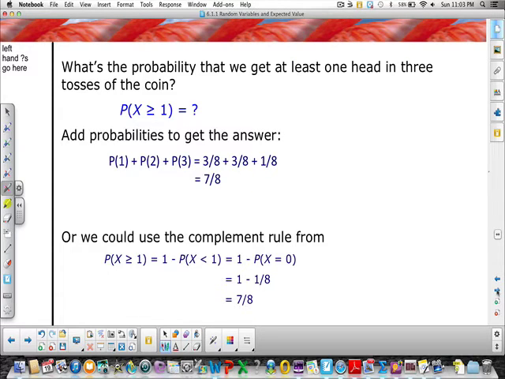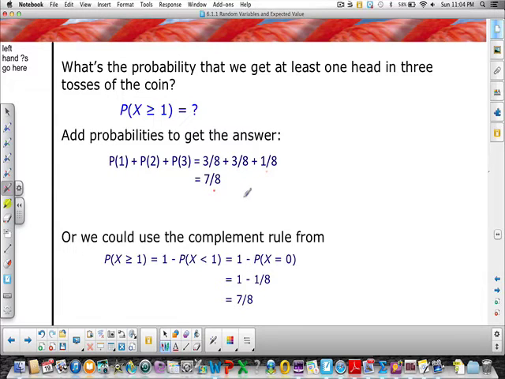So what if we want to do some calculations with this probability model or this probability distribution? For example, what's the probability that we get at least 1 head in the 3 tosses of the coin? Basically what we're asking here is the probability that x takes on a value greater than or equal to 1. So one way we could compute that is to add the probabilities. The probability that we get 1 head plus the probability of 2 heads plus the probability of 3 heads would be 3/8 plus 3/8 plus 1/8, or 7/8.